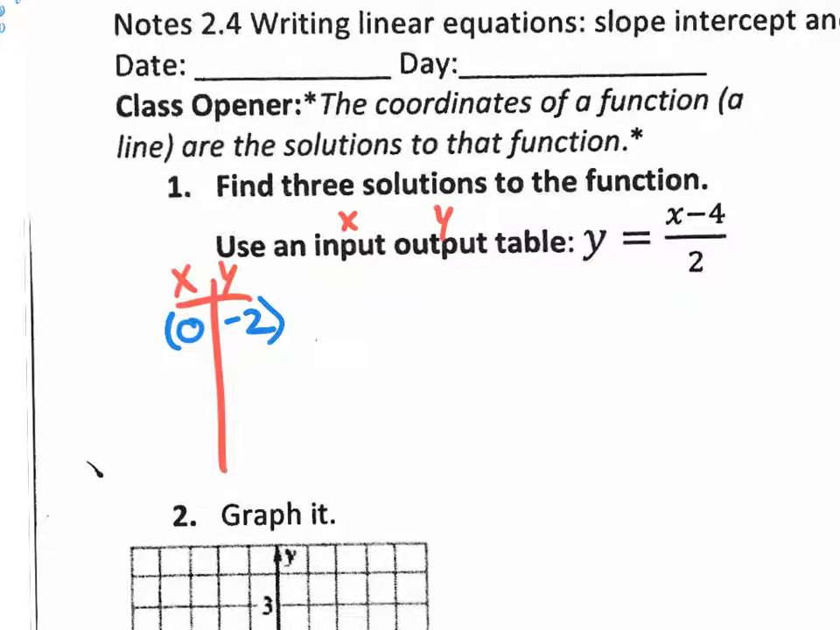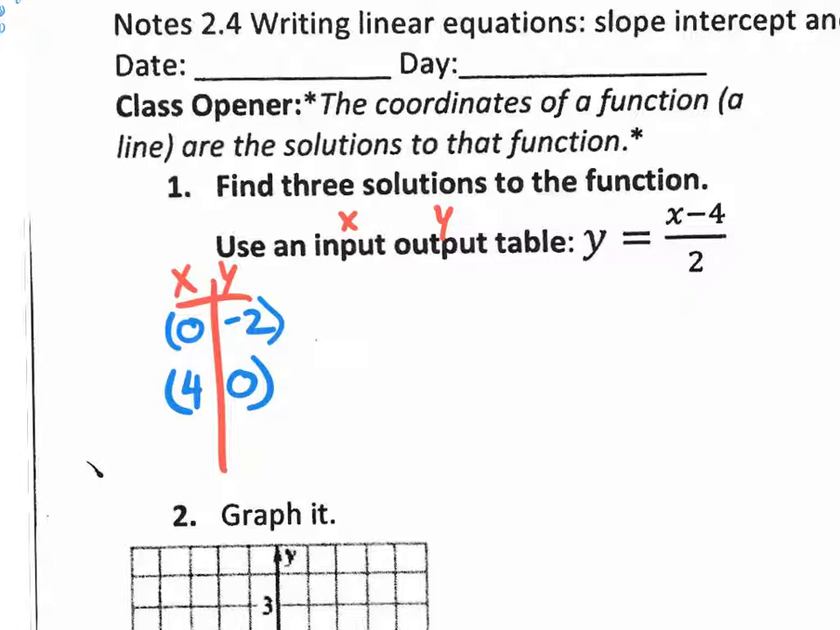4. What was that? 4. 4? 4 is a great number. Why 4? Why not 1? Because if I did plug in a 1 right in here, 1 take away 4 would be negative 3, and negative 3 divided by 2 would be a negative 1.5, which is totally fine, right? But it's nicer to plug in numbers that give you nice outputs, that give you nice y values. So let's plug in a 4. That'll be a nice 4 take away 4, which is 0, and 0 divided by 2 is what? 0.